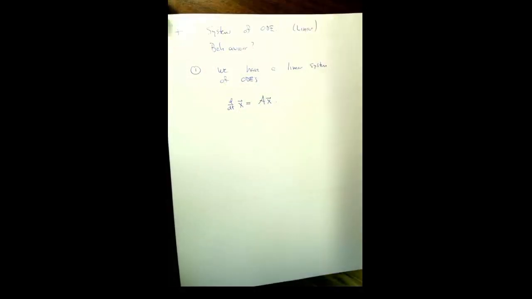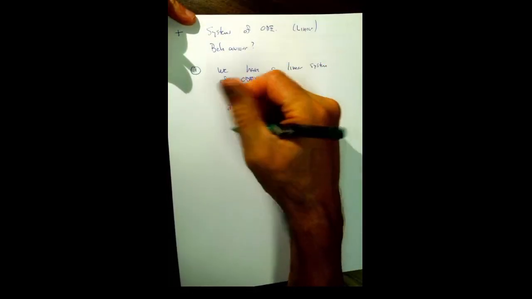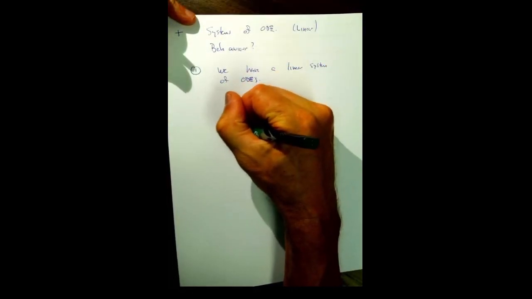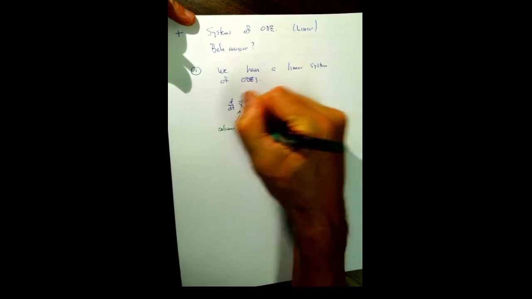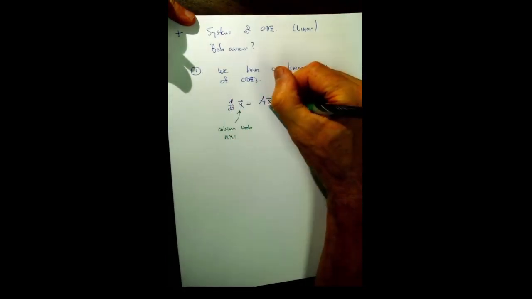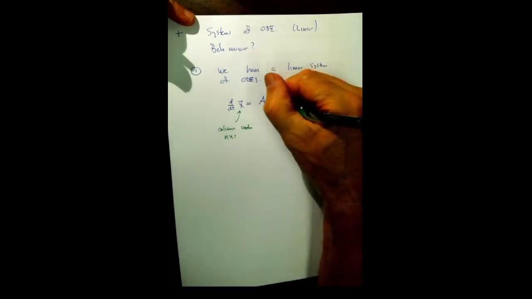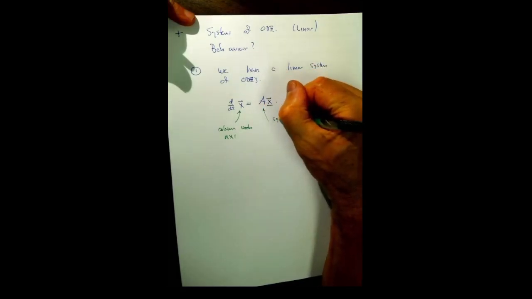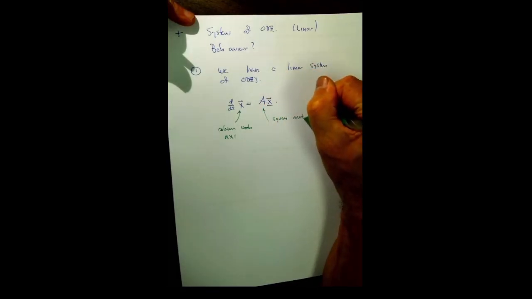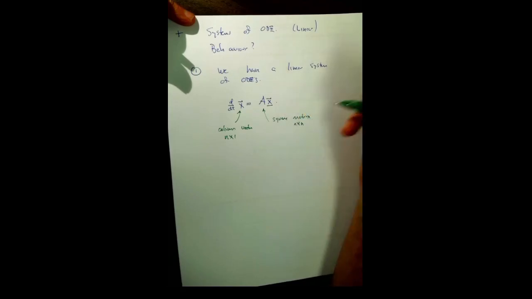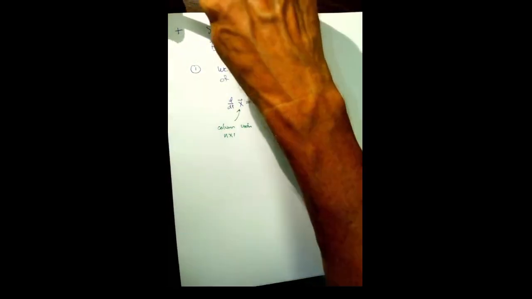And what does that mean? So we're assuming our state vector is a column vector, so it has n rows in one column. And we're assuming the matrix is a square matrix, so it has n rows and n columns.